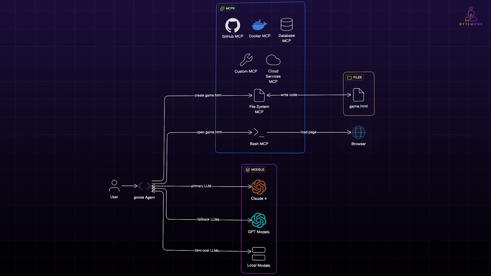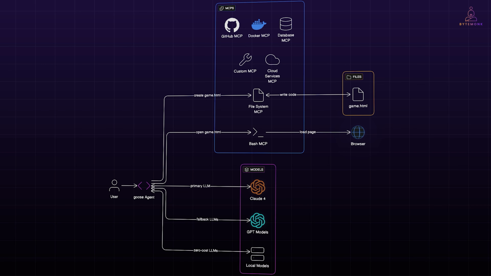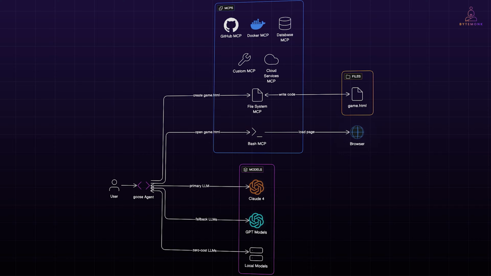Goose also has built-in token management. It summarizes conversations, removes old context, and uses smart strategies like find and replace instead of rewriting entire files. This keeps your token usage down, which directly reduces your cost.